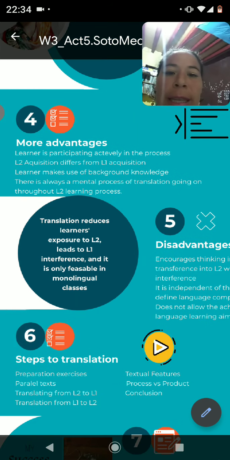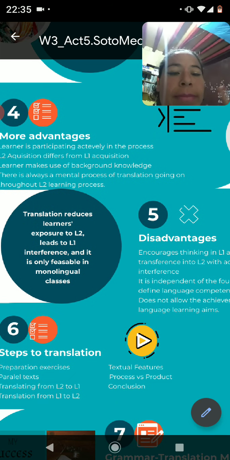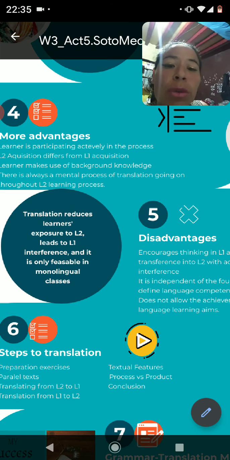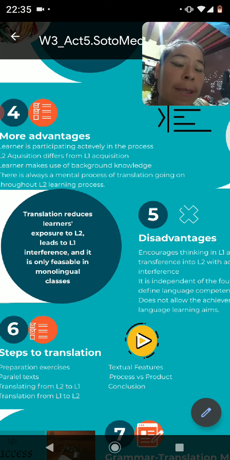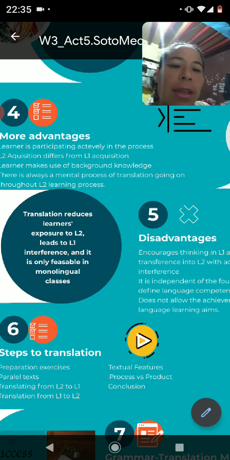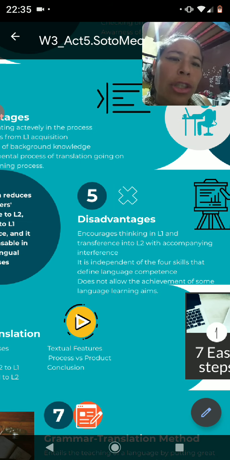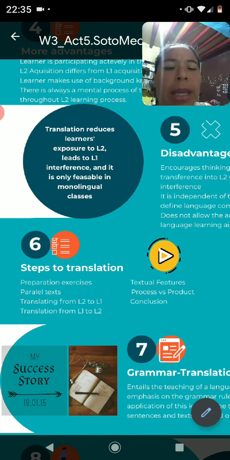Of the second language process. But there are some disadvantages, and it is important because translation reduces the learner's exposure to the target language. It leads to first language interference, and it's only feasible in monolingual classes. So I would say to use this if we have a lot of time. If not, we can just use it as homework, because it also encourages thinking in the first language and transfer to the second language. And some aims of language learning are not achieved through translation. It is nowadays considered a fifth skill. It's not included in the four skills, but however, it is known to be a fifth skill.